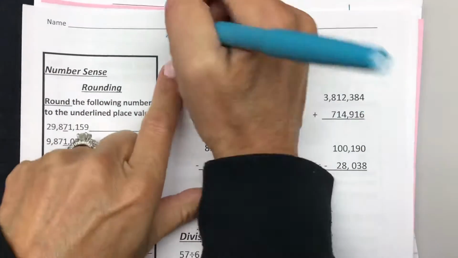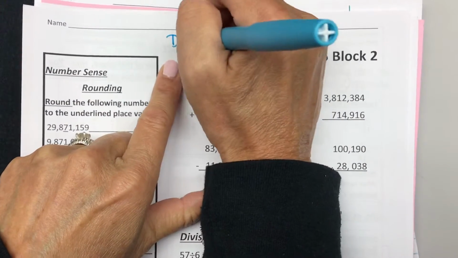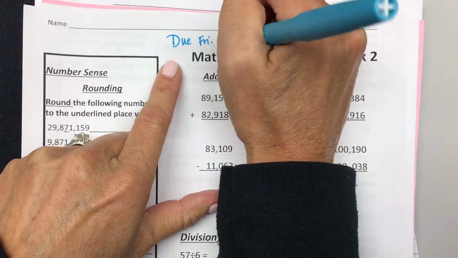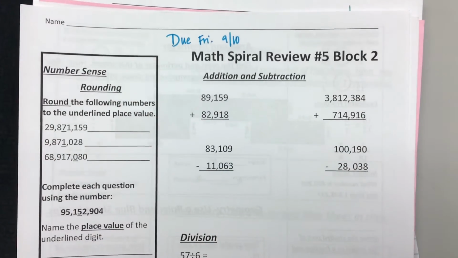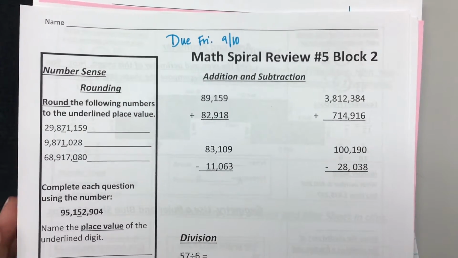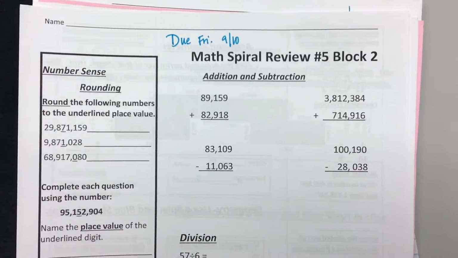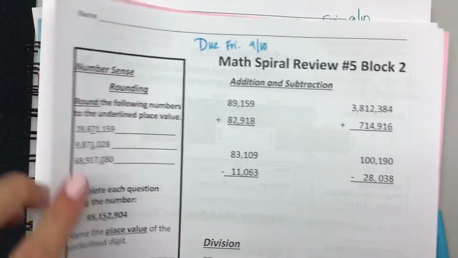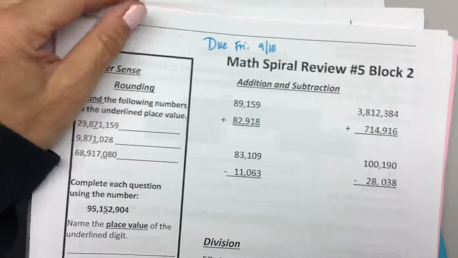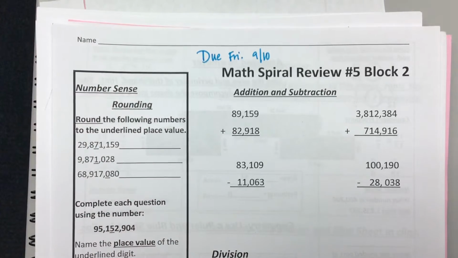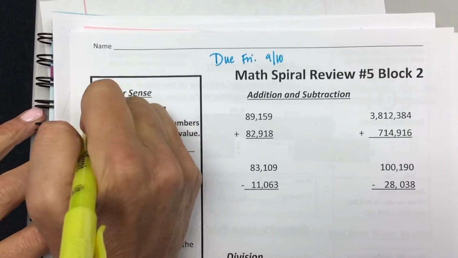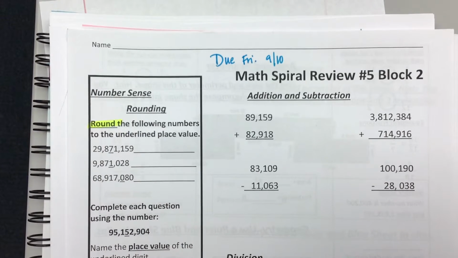At first, you need to put at the top that it's due Friday, September 10th. That's next Friday, 1 week from today. Everyone should have written that at the top. And then let's look at the directions. This first set here under number sense says rounding. We're going to round the following numbers to the underlined place value.